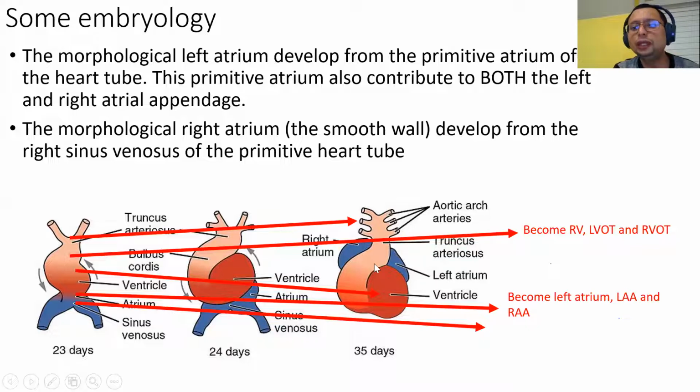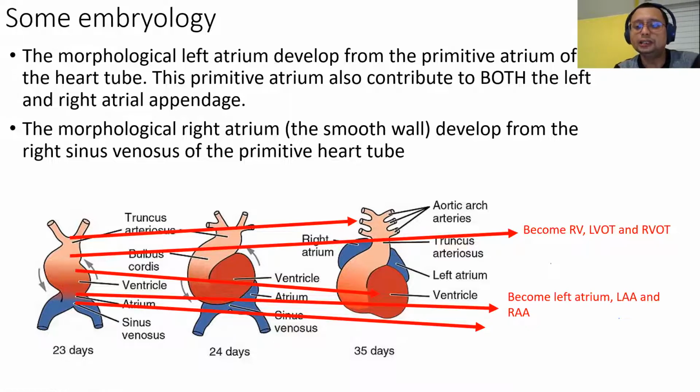So for example, you can have a situation in which both the pulmonary artery and the aorta come from the right ventricle, a condition called double outlet right ventricle, because both of the structures just connect to the right ventricle at the early part of embryological development.